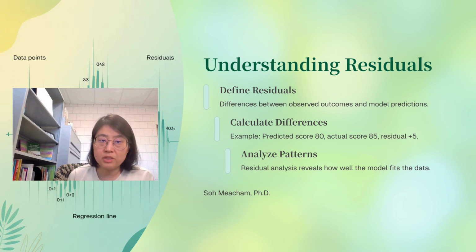You'll also hear about residuals in regression. Residuals are the differences between the actual observed outcomes and the outcomes predicted by the model. If your model predicts that a student should get a score of 80 based on their homework completion rate, but they actually scored 85, the residual is +5. By analyzing residuals, we can learn a lot about how well our model fits the data.